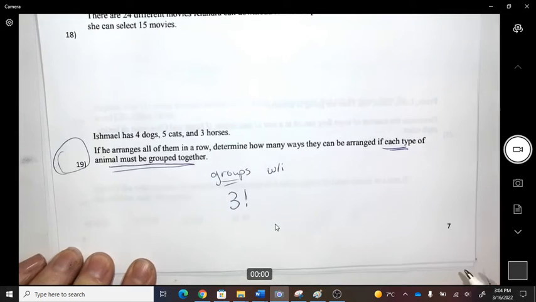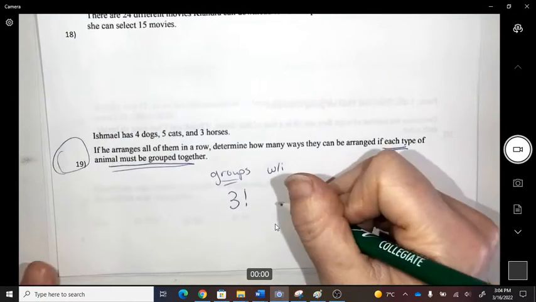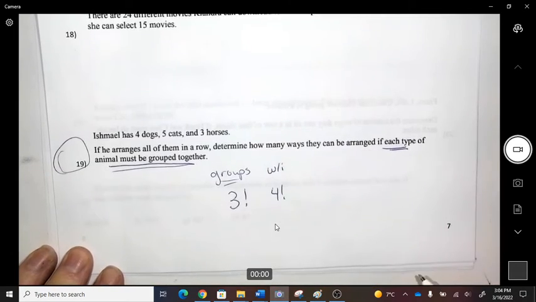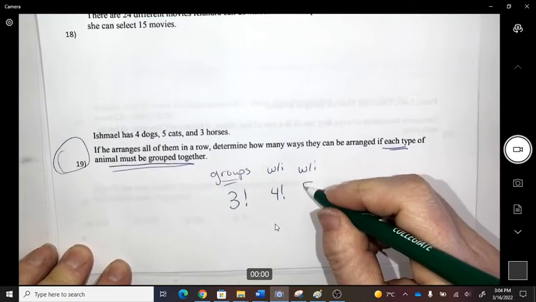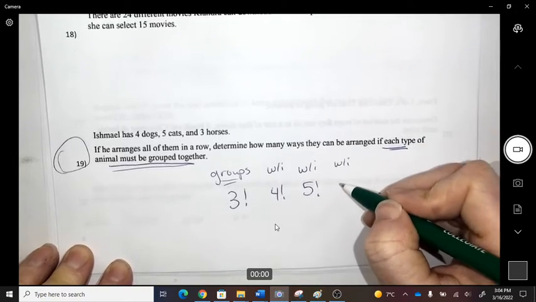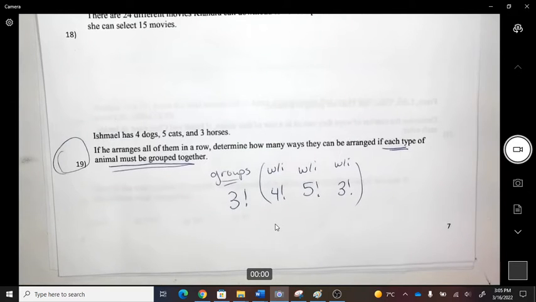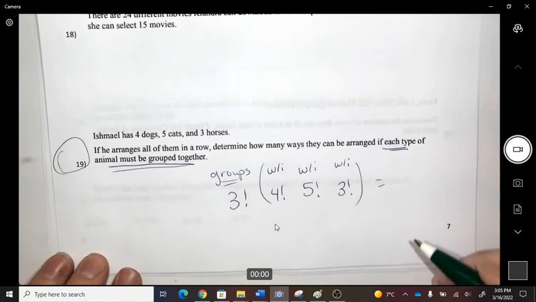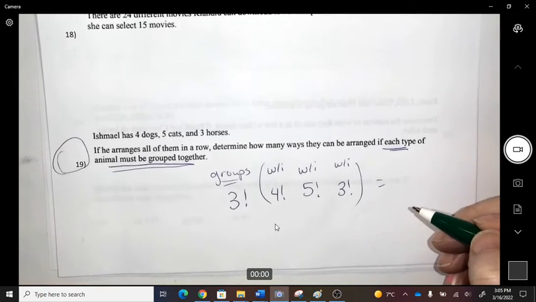Then what could I do within the dogs? I could move my dogs around. What could I do within the cats? I could move them around. What could I do within the horses? I could move the horses around. So this is the same one we did in our notes. How many groups are you moving, and how can you move within the groups? Okay, and that one is all what? Operation? All multiply, right?